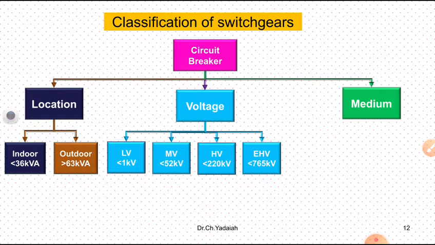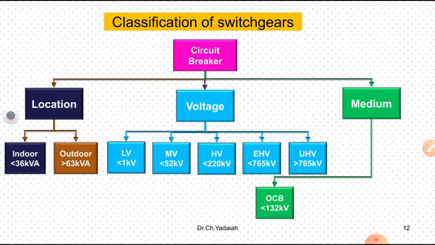At the same time, 1200 kV is under trial. And for more than 765 kV up to 1200 kV, we use the ultra high voltage circuit breakers. These breakers are classified based on the voltage at which they operate.